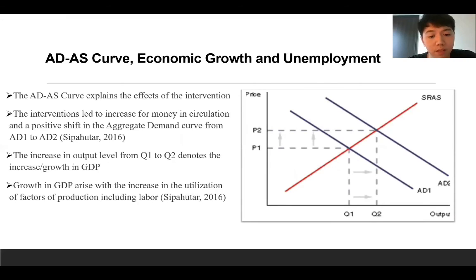The effect could further be explained using the AD-AS curve. The purchase of the Treasury security by the Federal Reserve leads to an increase in money in circulation, subsequently increasing the aggregate demand, hence the shift in the aggregate demand curve from AD1 to AD2. From figure 4, it's evident that the positive shift in the aggregate demand leads to a new equilibrium point, where a new equilibrium price and output of P2 and Q2 are established. The increase in output level from Q1 to Q2 denotes the increased growth in GDP. The increase in the output level implies an increase in the factors of production, including labor, which explains the decrease in the unemployment rate during the intervention period.